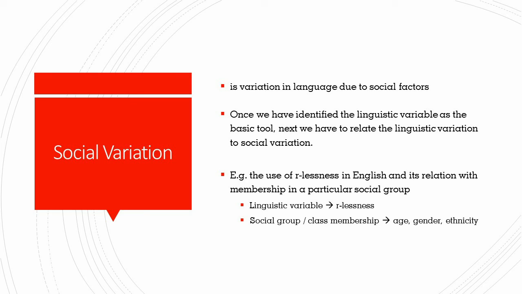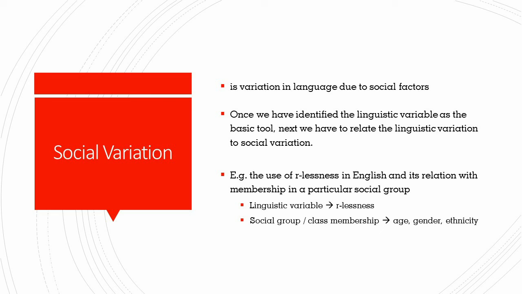We can have an example like the use of a linguistic variable in English and its relation with membership in a particular social group. The linguistic variable is the one we chose. The social group or class membership is age, gender, ethnicity, etc. Is it related to any social class member? If yes, to which one? Is it related to age or gender or ethnicity?